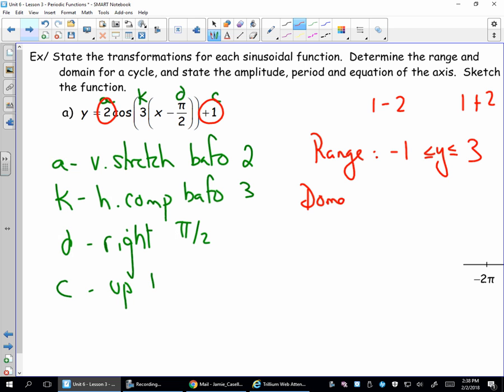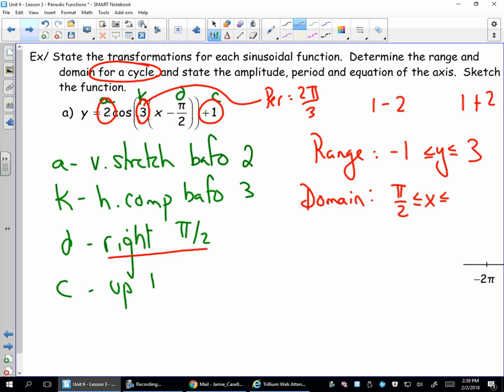Okay, our domain. Now careful here, it says domain for a cycle. So what I need to know is where my first starting point is. My first starting point is supposed to be at 0, except we've moved it right pi over 2. Okay, how long does it take to complete one cycle? Well, we said that 3 will help to get our period. 2 pi over k, 2 pi over 3.